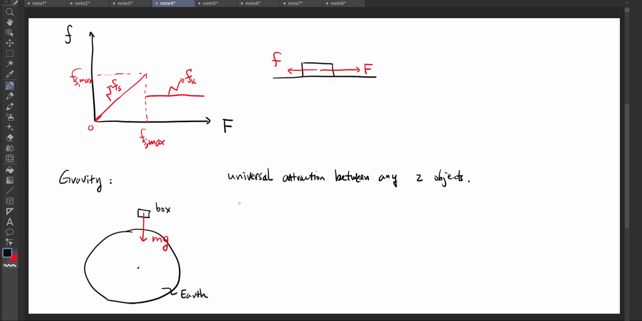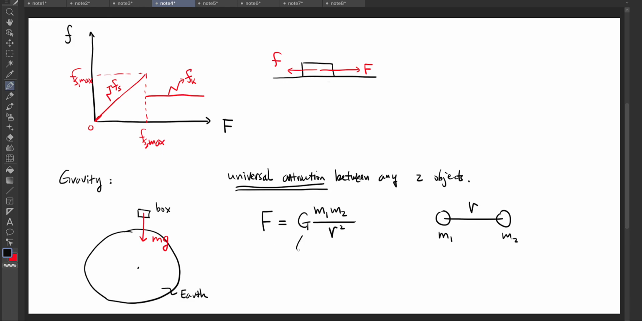And we'll talk about this in the future. But let me write down these universal attractions. Okay, so the universal attraction between two objects is given by capital G m1 m2 over r squared. Okay, so here's the diagram. That's m1, it's m2. These are two masses, and the distance is r. Okay, and capital G here is called the universal gravitational constant.